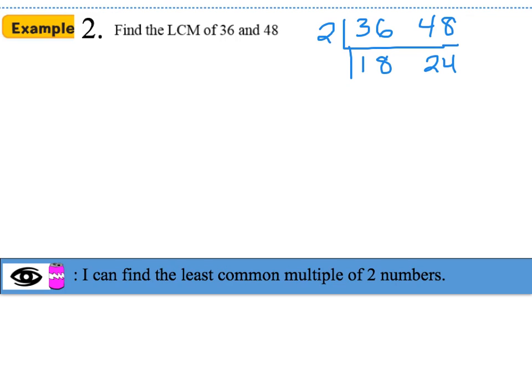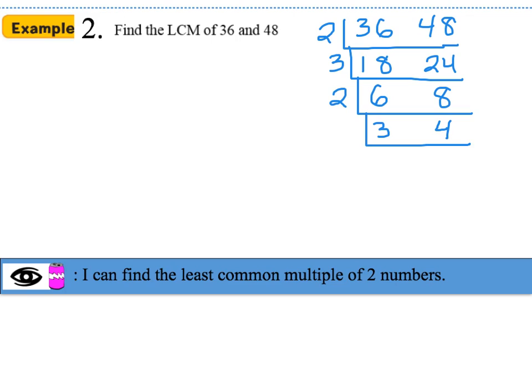Let's continue our ladder, and let's ask ourselves, what number goes into 18 and 24? I can think of 3. 3 goes into 18 6 times, and 3 goes into 24 8 times. Let's continue our ladder again. What number goes into 6 and 8 evenly? That would be 2. 2 goes into 6 3 times, and 2 goes into 8 4 times. Let's continue our ladder and ask ourselves, what number goes into 3 and 4 evenly? Well, the only thing I can think of would be 1. 1 goes into 3 three times, and 1 goes into 4 four times.